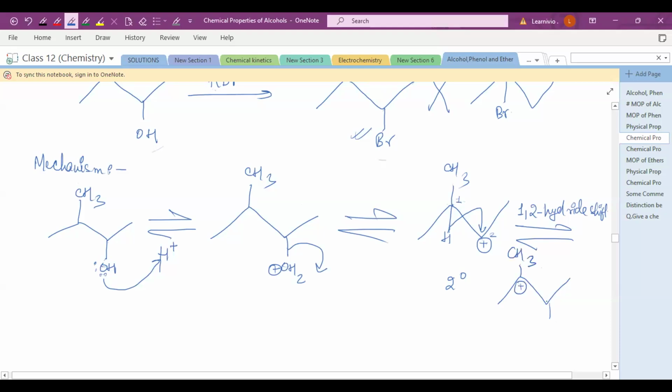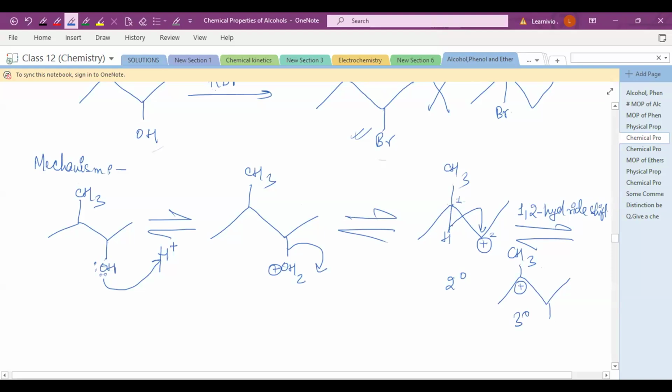Now see, this forms a tertiary carbocation. Everyone in this chemistry world is moving towards stability. Everyone wants to be more stable. So this secondary carbocation was stable, but not as compared to the tertiary one. But it has an option.